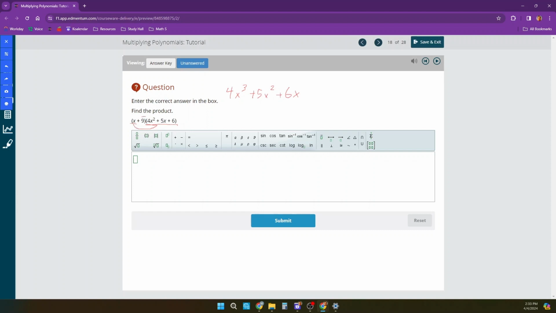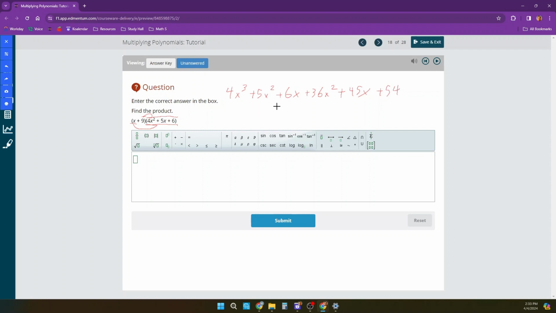Secondly, I'm going to take my second term, my 9, and multiply it by everything in this polynomial. So that's going to be 9 times 4x squared. That's going to be plus 36x squared. 9 times 5x is going to be plus 45x. And finally, 9 times 6, which is going to be plus 54.